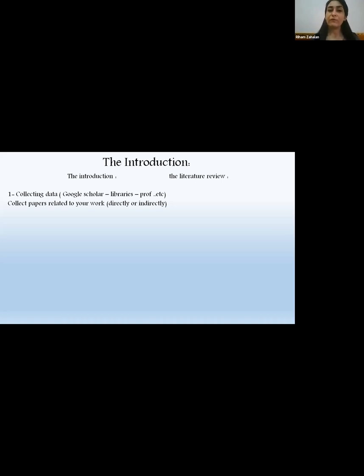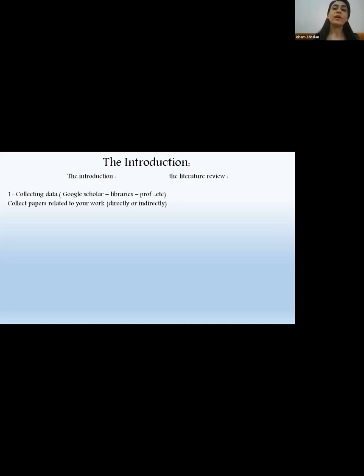After that, we can find the introduction. I have here two cases. Actually, I will find the introduction in the papers or the published researches. But in a thesis, we can call it the literature review.